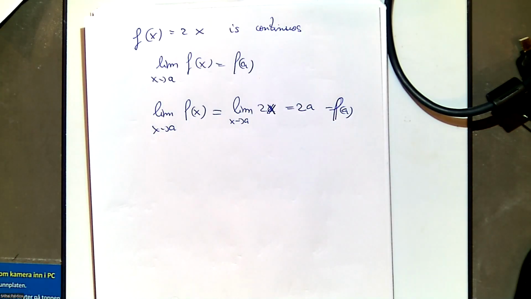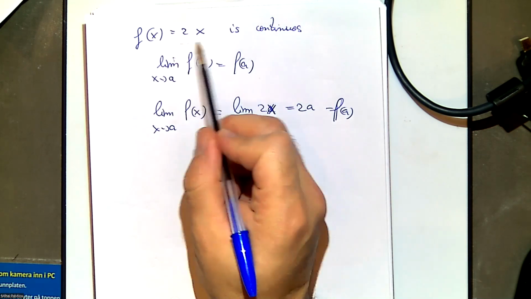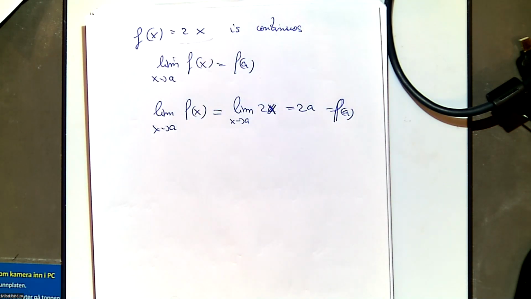So that's why I'm saying that if they ask you to prove that a function is continuous and it looks nice, like 2x or some x to some power, then there's not actually anything to prove. You just have to write the definition. But I don't think that's going to happen. So that's just there.